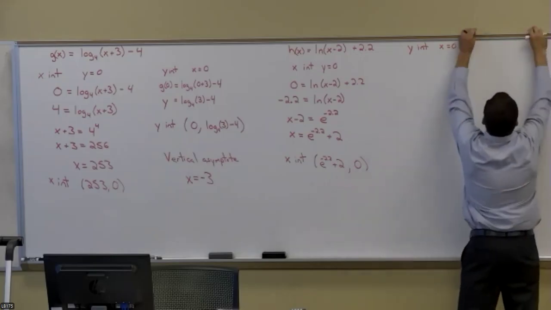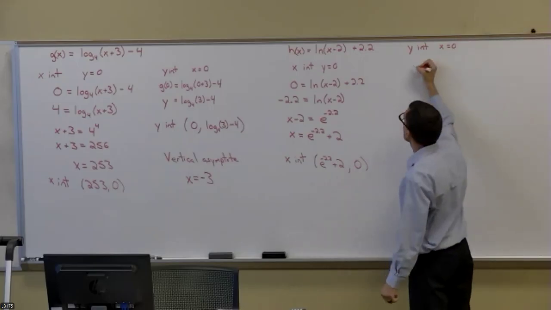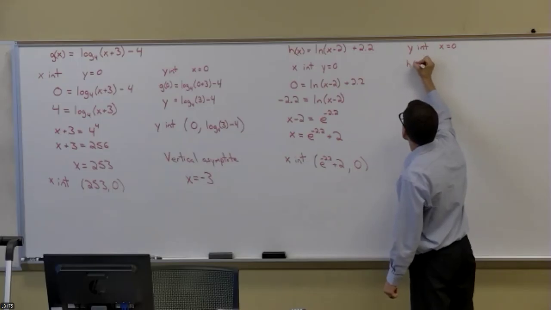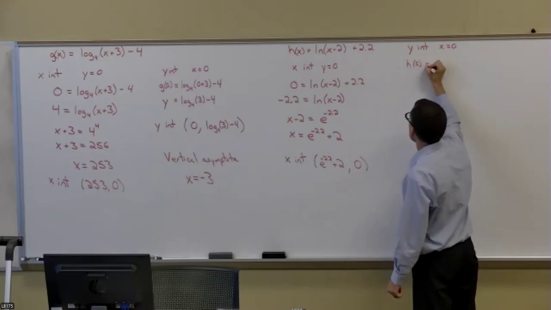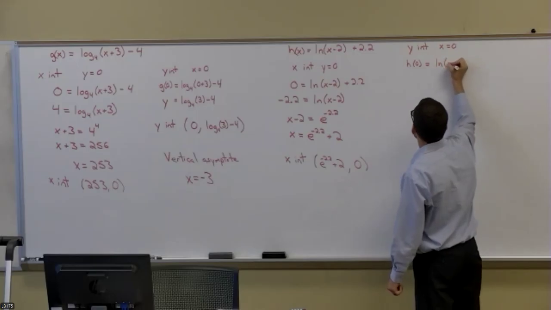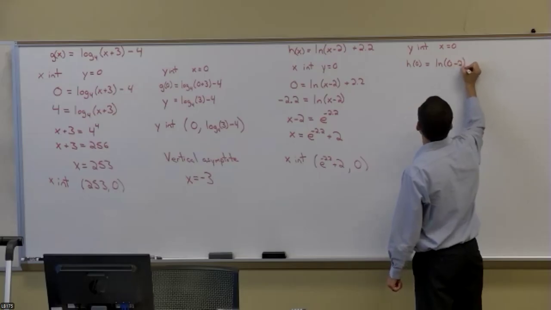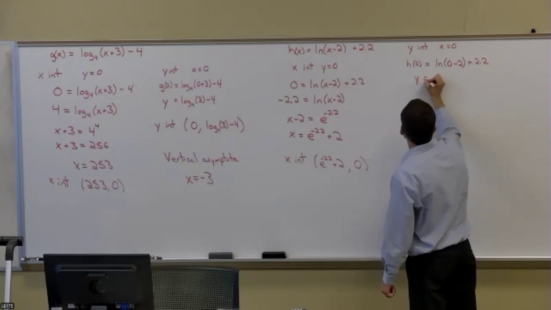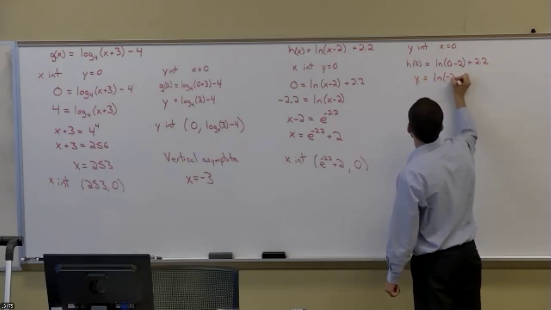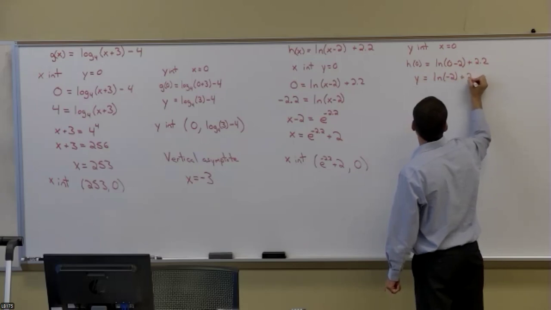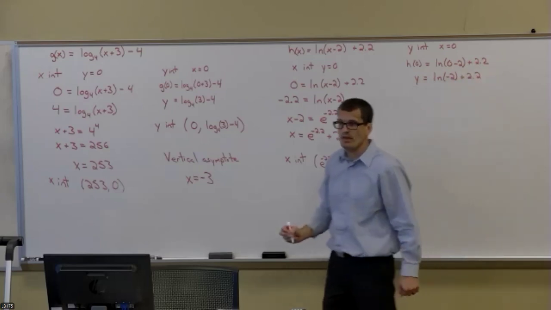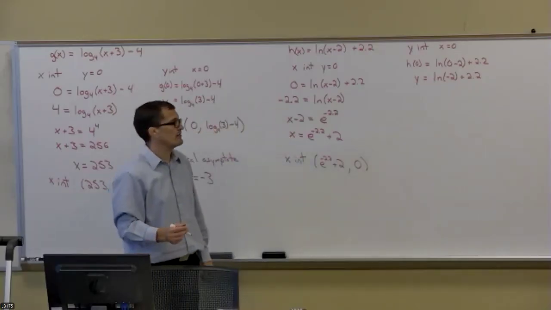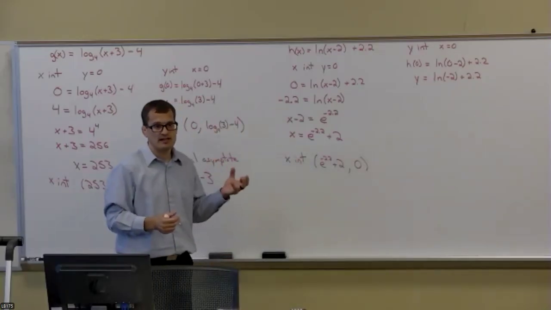The y-intercept, we plug in x equals 0. So h of 0, that's going to give you the y value: natural log of 0 minus 2, plus 2.2. And here's where things go a little bit off the rails. Natural log of a negative number does not exist. That's the undefined that we were talking about earlier.